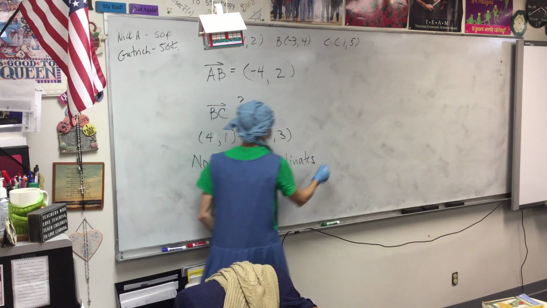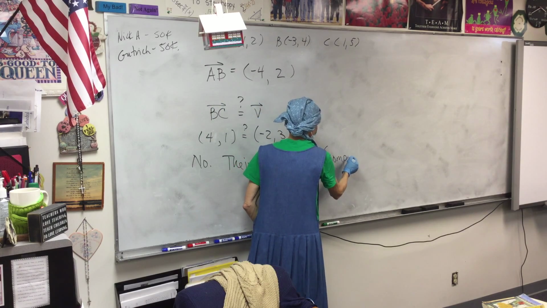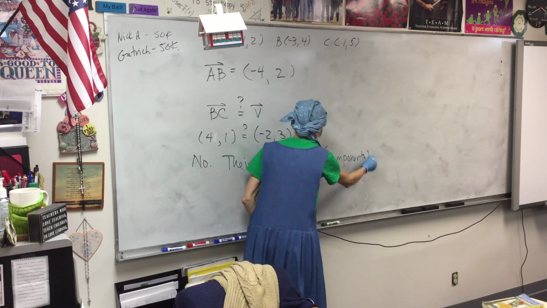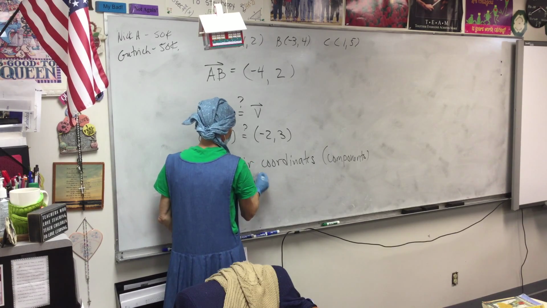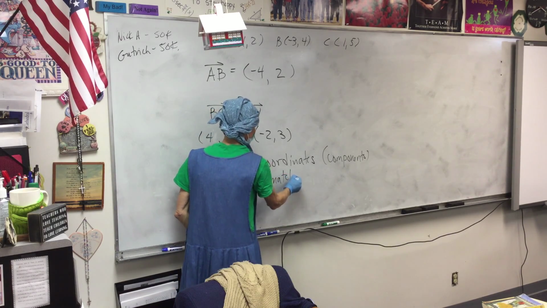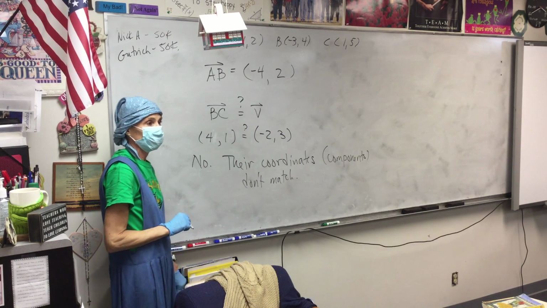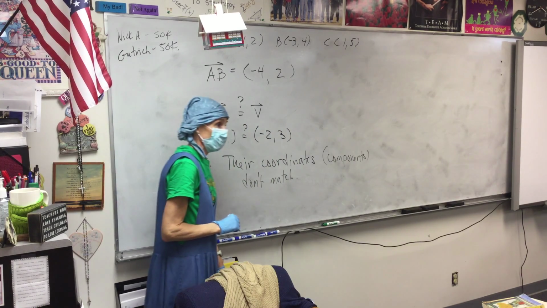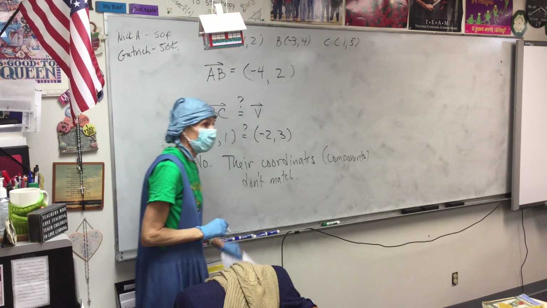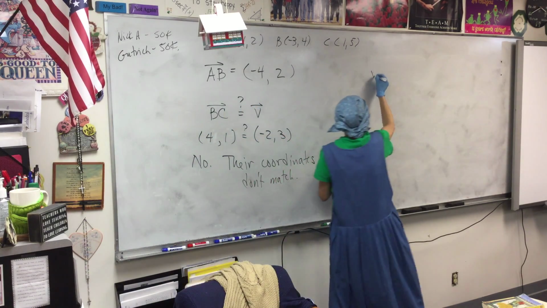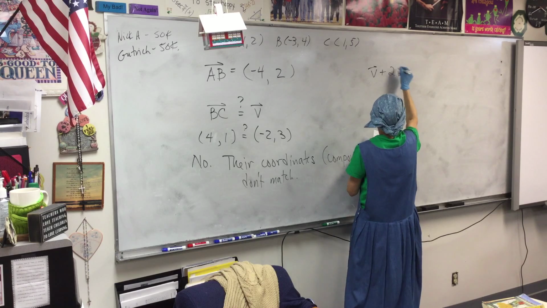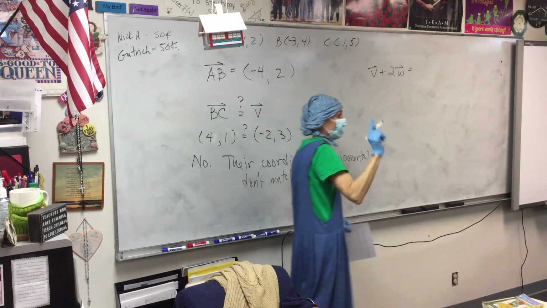And instead of the word coordinates, you can use the word components. Both words are used. It makes no difference to me which word you use. Their components don't match. Period. If they matched, then the vectors would be V plus 2W.